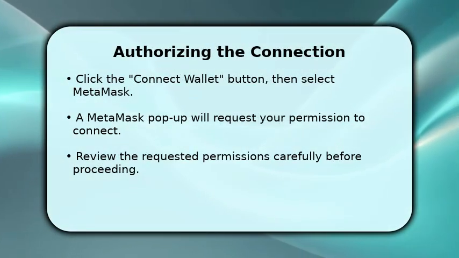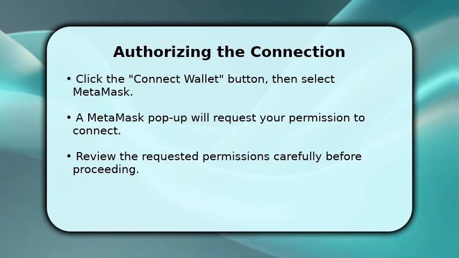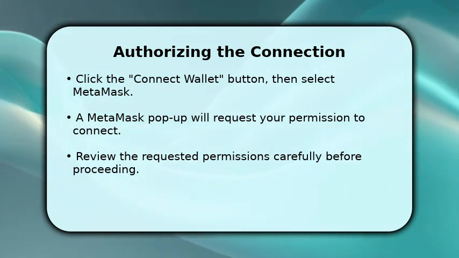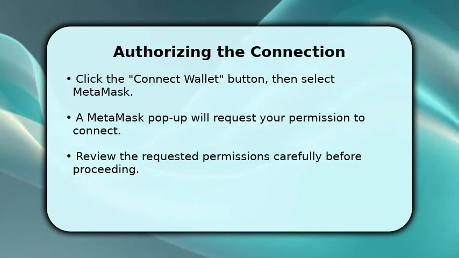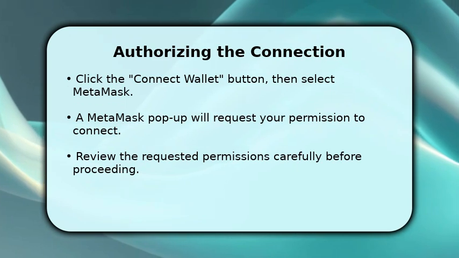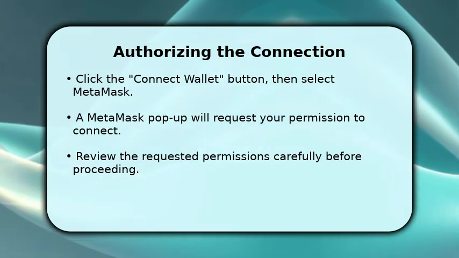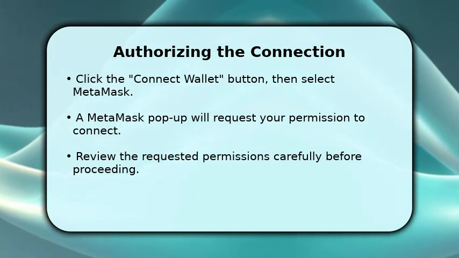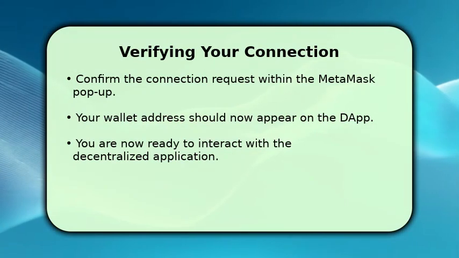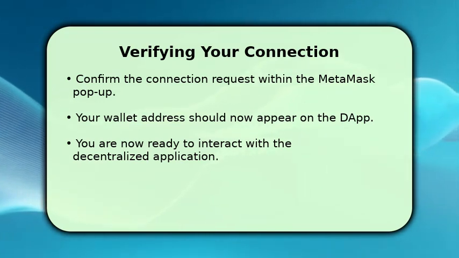After clicking Connect Wallet on the Dapp, a list of wallet options will appear. Select MetaMask from this list. Immediately, a MetaMask pop-up window will appear, asking for your authorization to connect to the Dapp. It's crucial to carefully review the permissions the Dapp is requesting. Always ensure you understand what access you are granting before approving the connection to protect your assets. Once you have reviewed and are comfortable with the permissions, click Connect within the MetaMask pop-up.